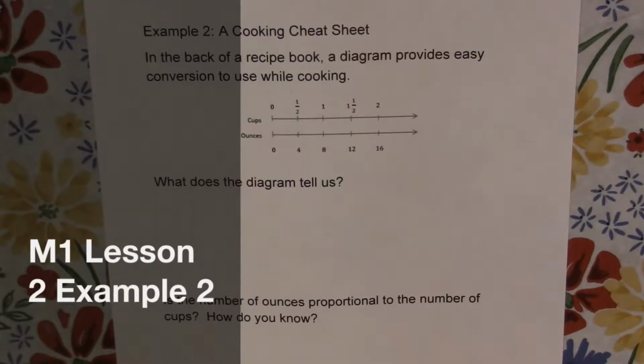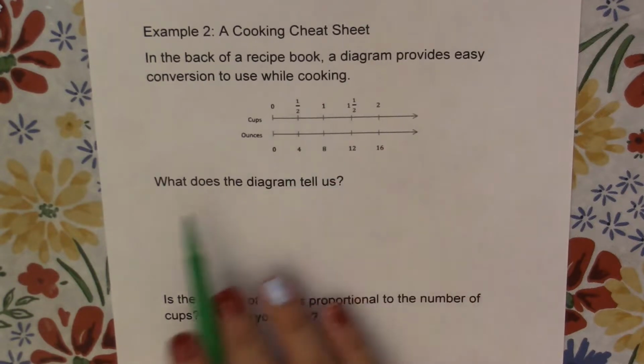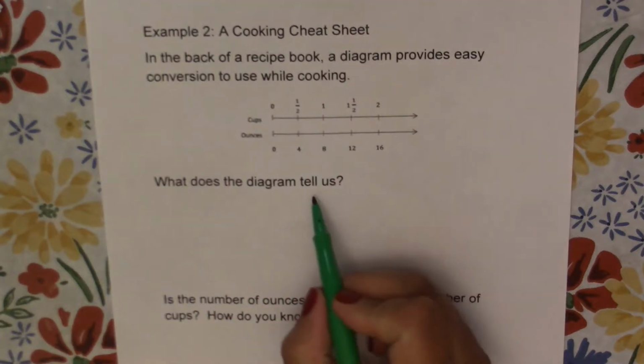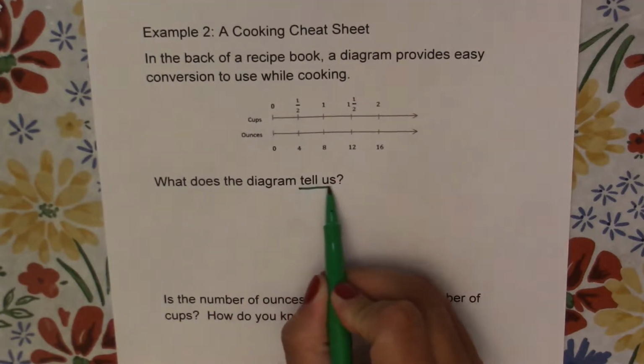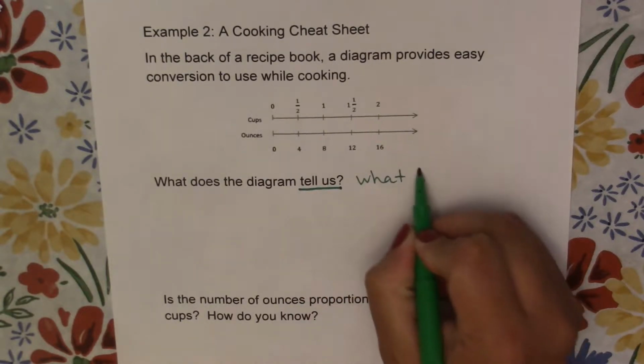Example 2, a cooking cheat sheet. In the back of a recipe book, a diagram provides easy conversion to use while cooking. What does the diagram tell us? When we're talking about this question where it says, what does it tell us? It's asking us, what is the rate?